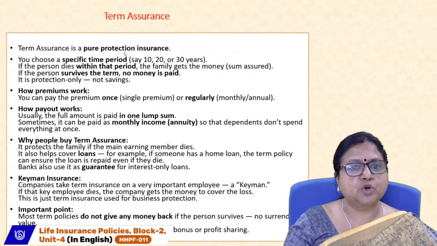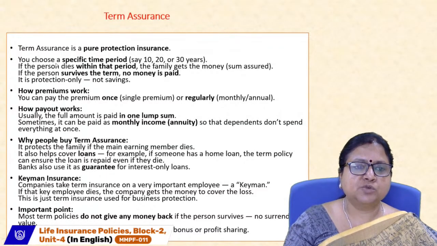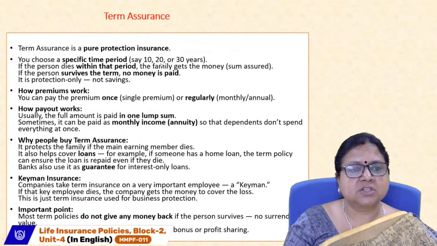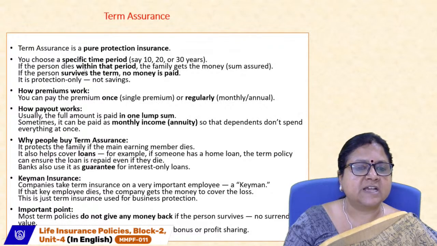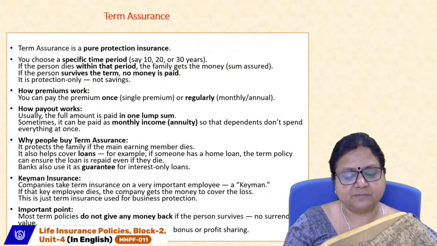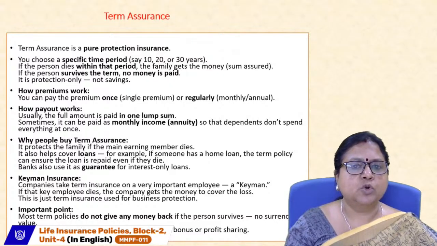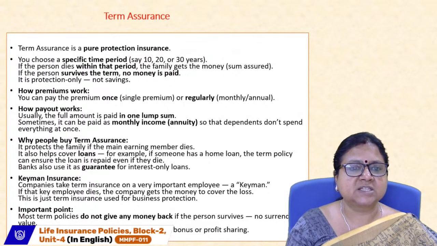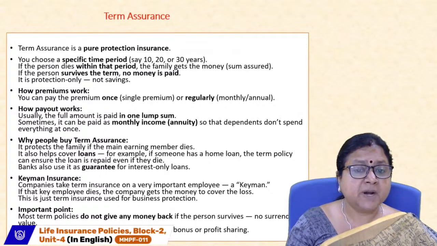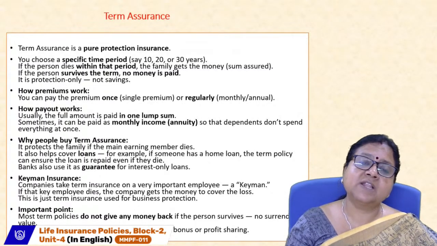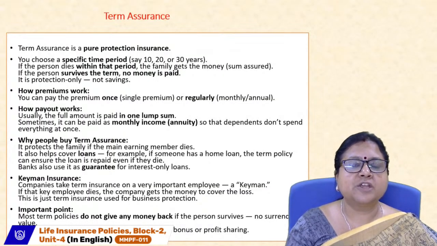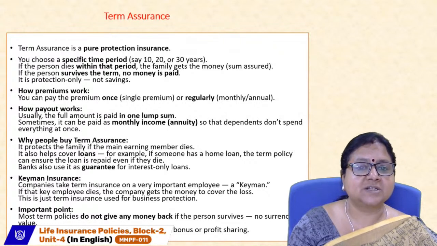So term assurance is pure protection insurance. That means you choose a specific time period, say 10 years, 20 years or 30 years. Now, if the person dies within that period, the family gets a sum assured. If the person survives the term, that means suppose you have made a policy till 20 years, you will get the money only after 20 years if the person dies within 20 years. But if the person lives beyond that 20 years, then you are not going to get back that money. That is known as a term insurance.